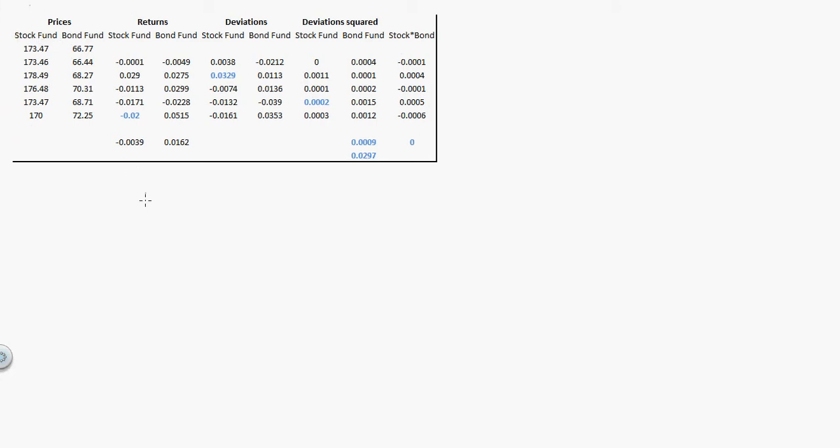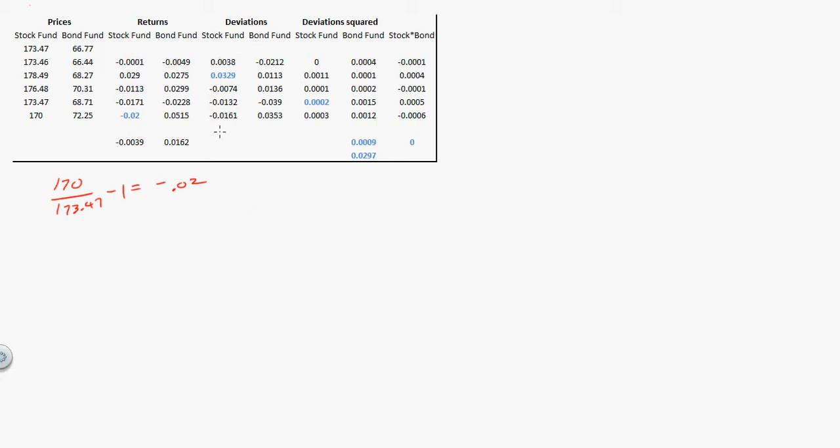Okay, so now for the next few questions here, the ones in blue are what you had to fill in. So I'll need to find this return for the stock fund. So ending 170 divided by beginning 173.47 minus 1 is equal to minus 0.02. So that was the return. You would do the same thing to get all of these returns in there.